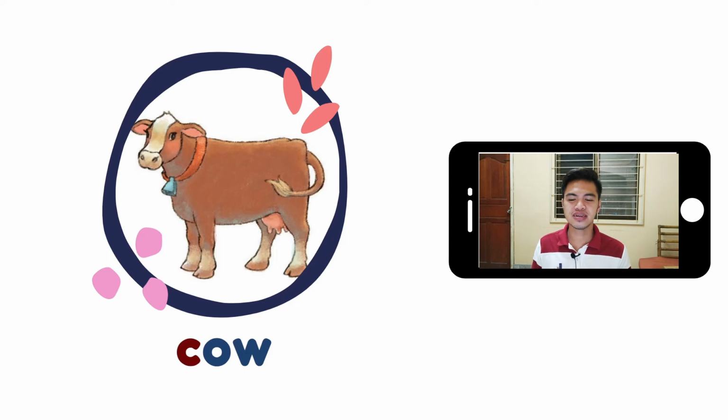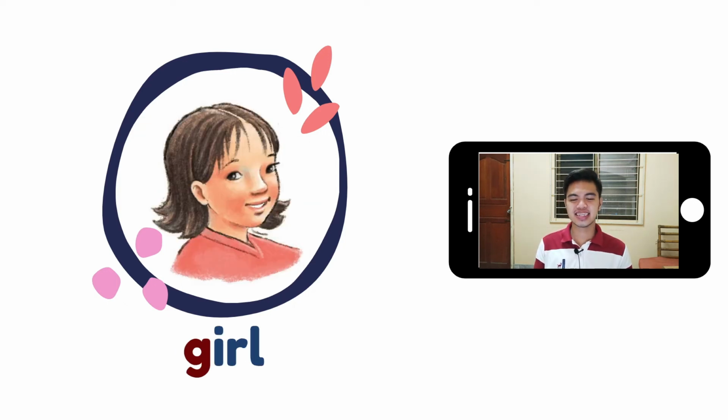Now let's go to k, k, cow. K, k, cow. Okay, this is a cow. Cow is a domestic animal. Have you seen a cow already? Can you say k, ow, cow? Good job! The next one is g, g, girl.